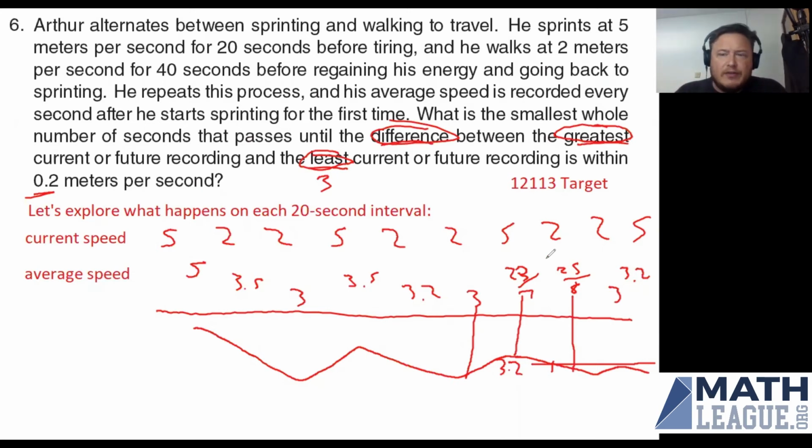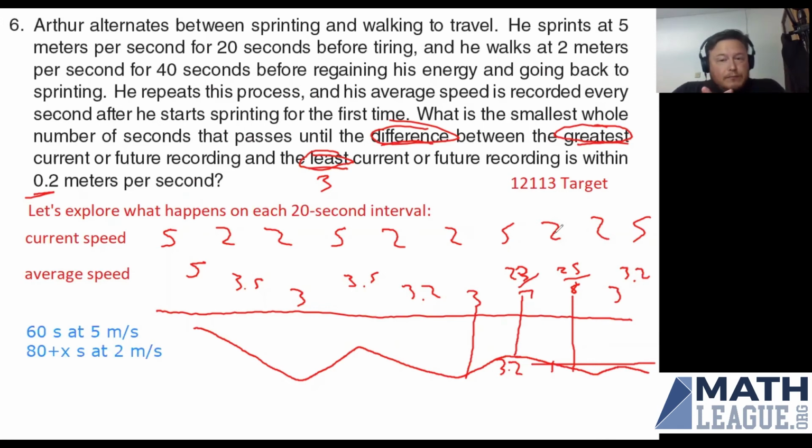Let's measure what's gone on so far and how far we've traveled. First off, we know that we've traveled a total of 60 seconds at these 5 meters per second. That's 3 complete intervals at 5 meters per second. We also know that we have traveled 80 seconds, 20, 40, 60, and 80, plus however much we've used up from this next interval. So we've got 80 plus X seconds at 2 meters per second.